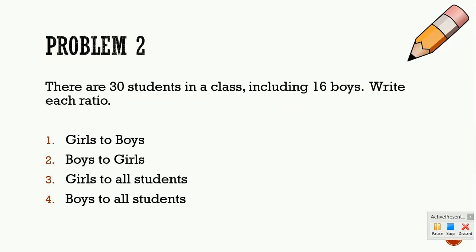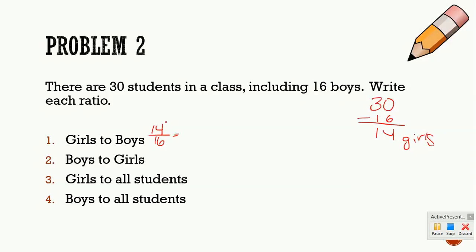Alright, so let's take a look at the second problem. So there are 30 students in a class, including 16 boys. Write each ratio. So I need to go girls to boys. I don't know how many girls there are. But if there's 30 students in a class, and there's 16 boys, 30 minus 16, there's got to be 14 girls in this class, right? So let's go 14 girls to 16 boys.